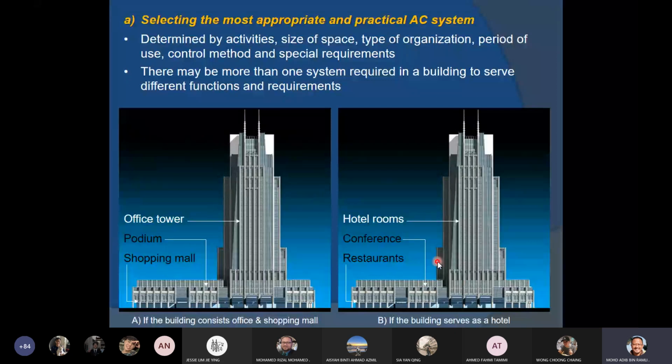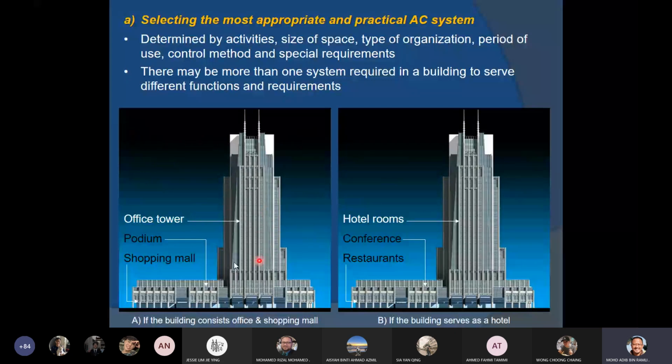But what I'm trying to say is the control method. So you have learned about the control method earlier. So for office tower, is it going to use the terminal reheat method, or the damper, things like that? Okay, because it's office tower, normally the whole floor would have the same temperature. Okay, and then it can be turned on during the office hour, and then after office hour it can be turned off individually, according to individual level.